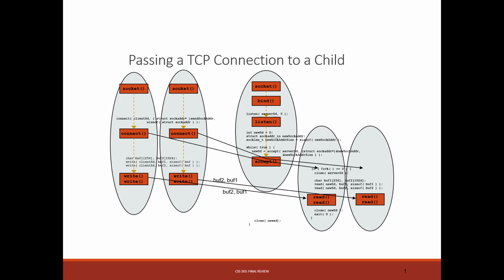First, it closes the server socket because it's not listening or accepting. It's basically going to just read from the client socket. It does the read, and then it closes the new SD, which is the client socket, and that process goes away. Meanwhile, the server process loops back around, accepts another socket, blocking, waiting.